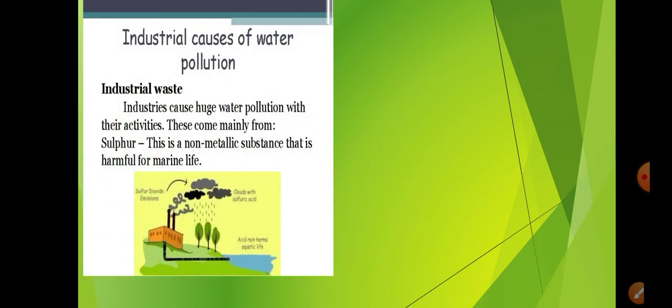So these are your industrial effluents. Now, industrial causes of water pollution. You know that industries produce a lot of waste products, right? So they cause water pollution in a huge manner because of the activities that happen in the industries. This mainly comes from sulfur, which is a non-metallic substance and is harmful for marine life.